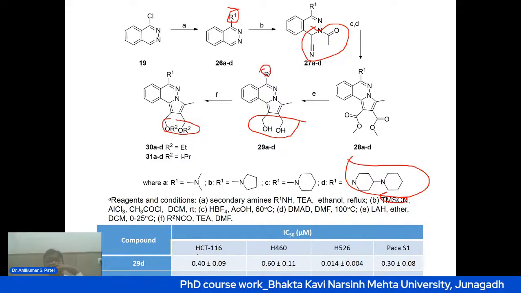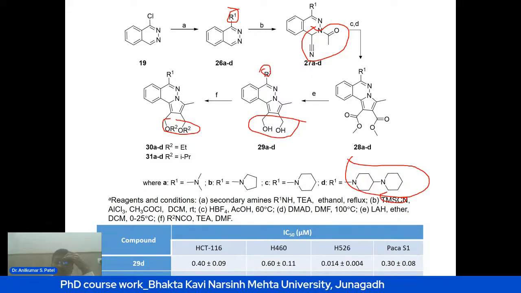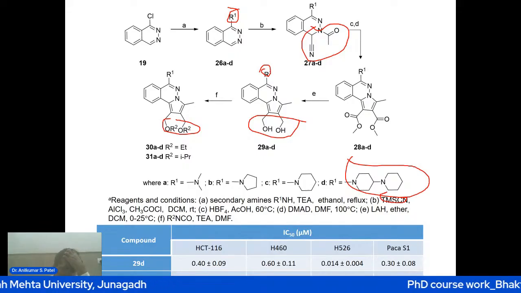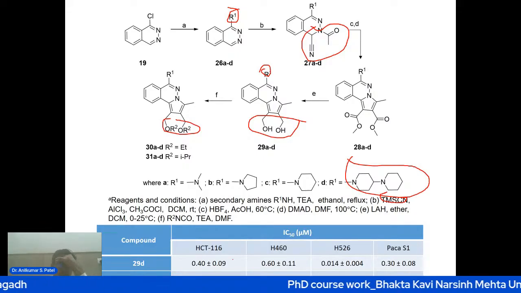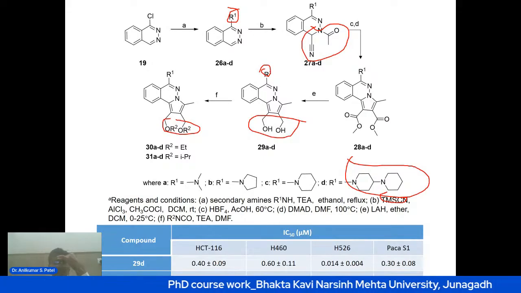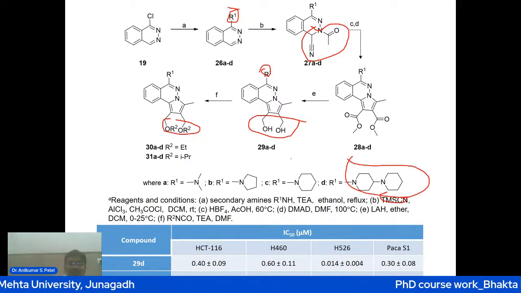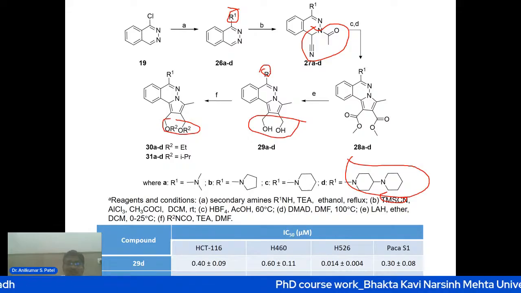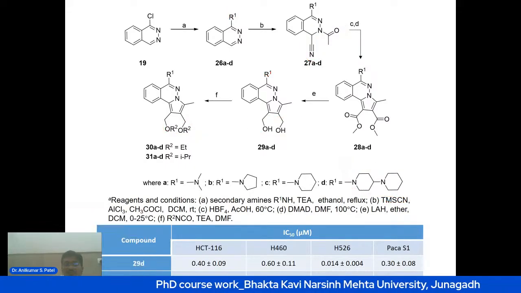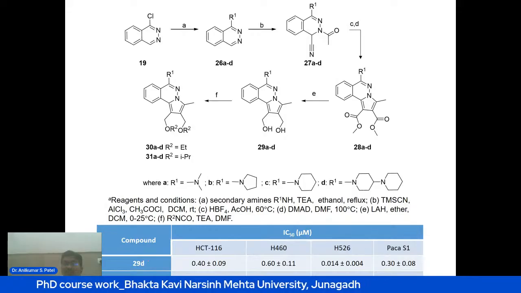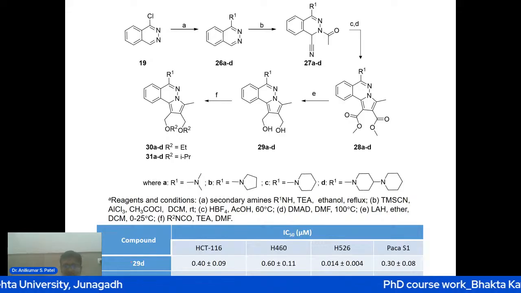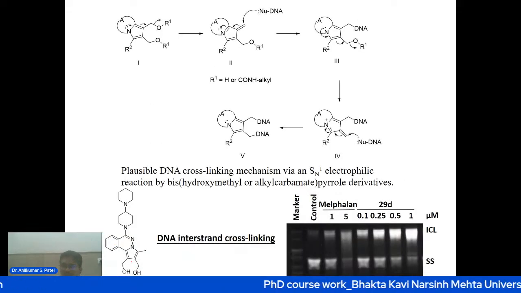We compared this compound with the standard drug cisplatin. So you can see that it is far more potent, almost 20 to 40 times more potent than cisplatin, in all four cancer cell lines. So it means these types of compounds give very good potency. These compounds, particularly 29D, are 20 to 40 times more potent than cisplatin. So we went further to see how it works.